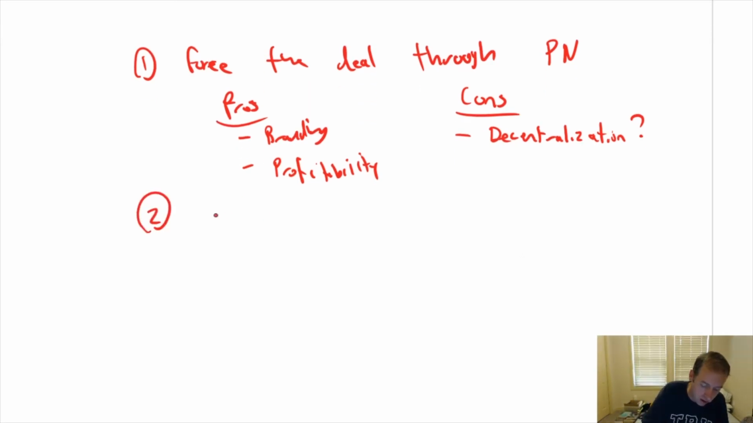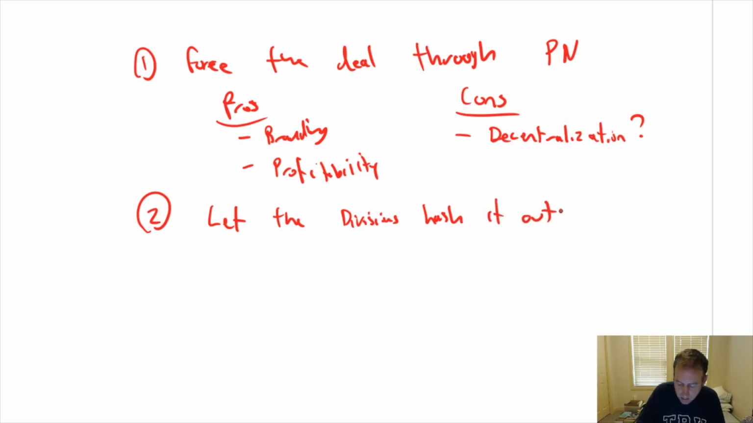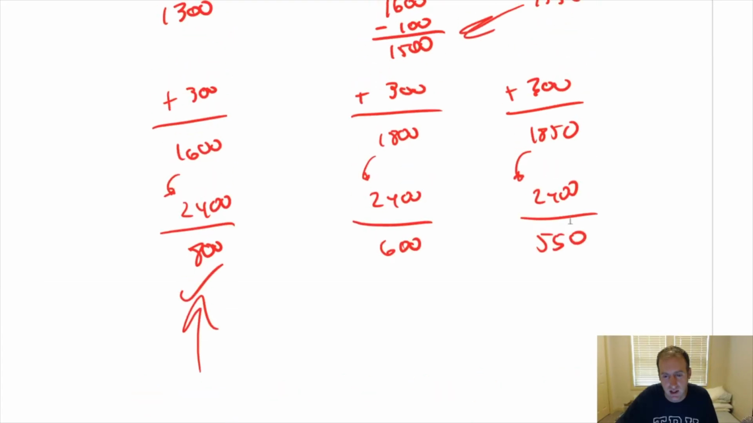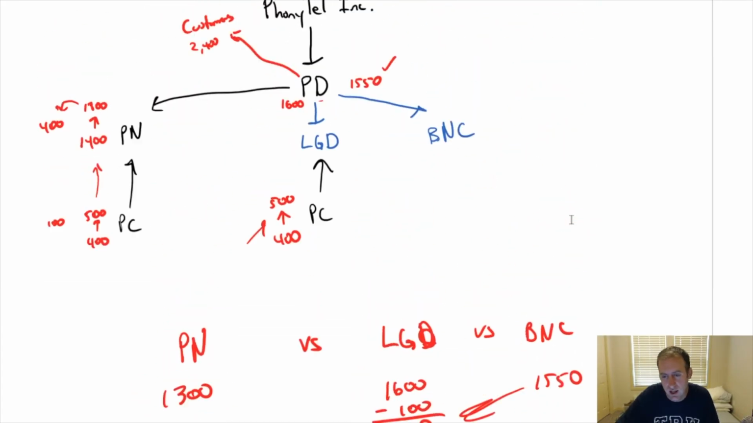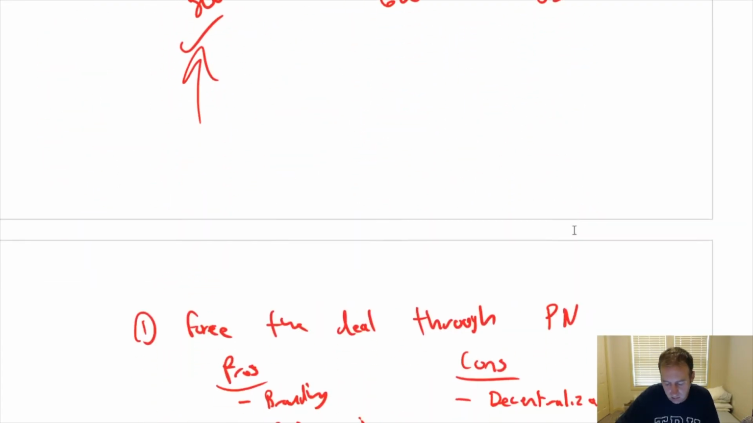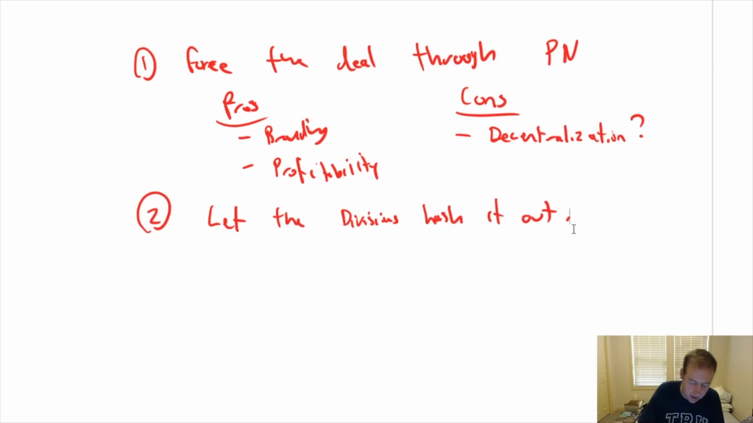Option 2, let the divisions hash it out. What does that mean? It means, look, let them do what they're going to do naturally. And naturally, this guy's going to take BNC's deal, right? Steve Frost would be incentivized to accept BNC's deal. The pros here are it maintains decentralization, and the cons are just the flip here.